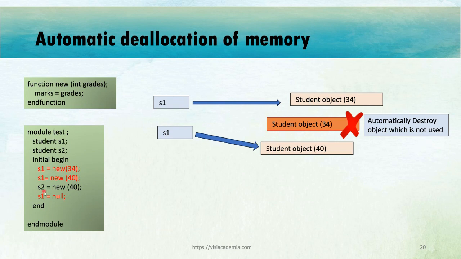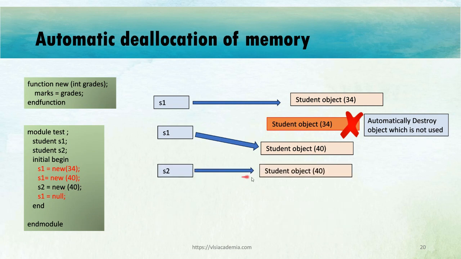Now we have a second handle also, s2. When I assign this using this new function, a separate student object will be created, and since this object is assigned to a separate handle s2, our previous object will also remain, the memory of the previous object will also remain, and this new object will also be there.